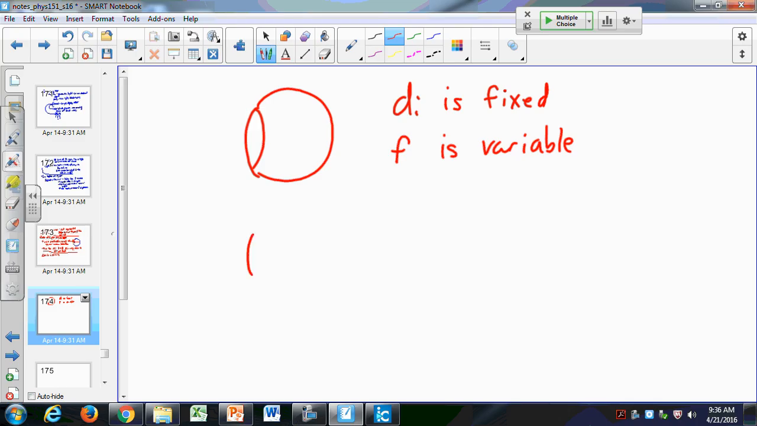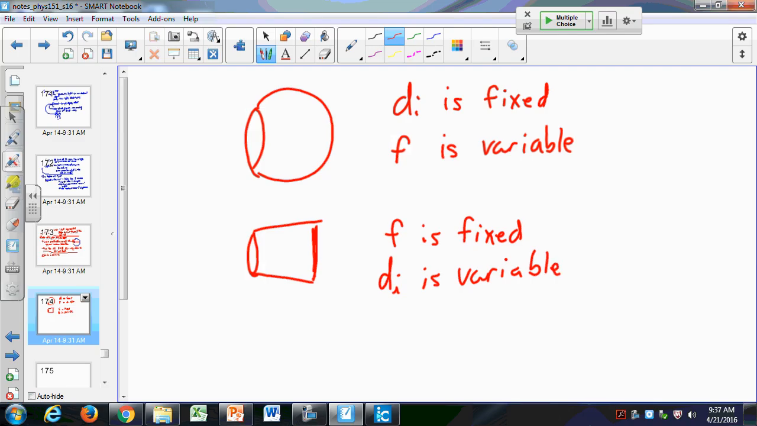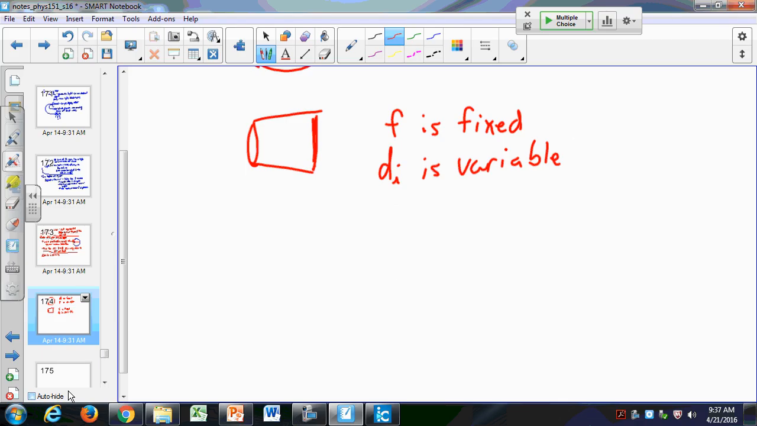And with a camera, my lens is here. I have my film here. For a camera, the focal length is fixed. And the image distance is variable. So you can't change the focal length of your lens in a camera unless you physically change the actual lens, but you can change the distance between the lens and the film.